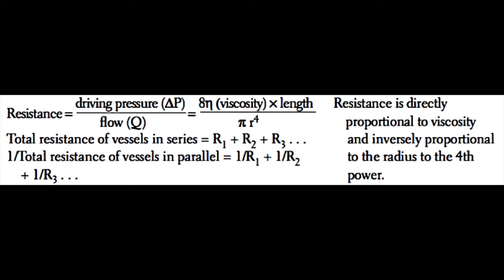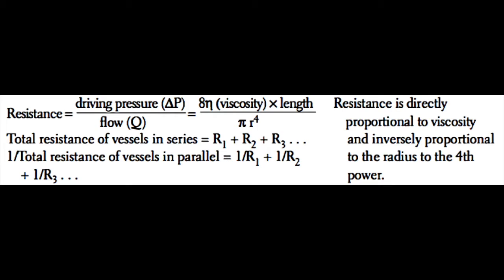Q, or flow, is equal to cardiac output, and the resistance is equal to the systemic vascular resistance. This formula can be applied to the entire vascular system or to smaller parts of the cardiovascular system. This formula is analogous to Ohm's law, which is V equals IR. You can rearrange this formula so that resistance is equal to the driving pressure, which is delta P, divided by the flow, which is also known as cardiac output.